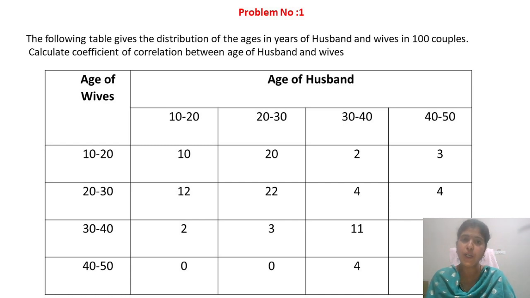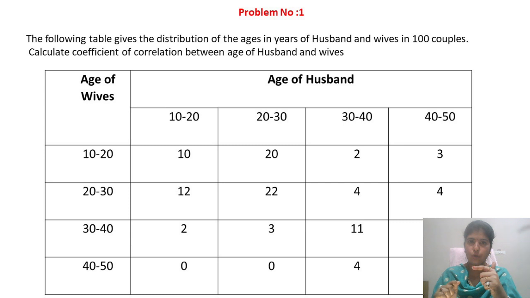Now 10 to 20 column of husband, 10 to 20 column of wife. Here it is 10 number. Same way 20 to 30, 10 to 20, 20 number. 30 to 40, 10 to 20, 2 number. 40 to 50, 10 to 20, 3 number.